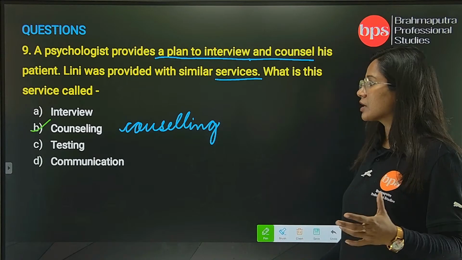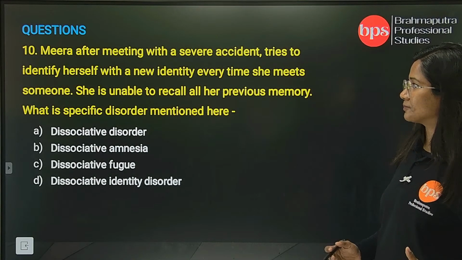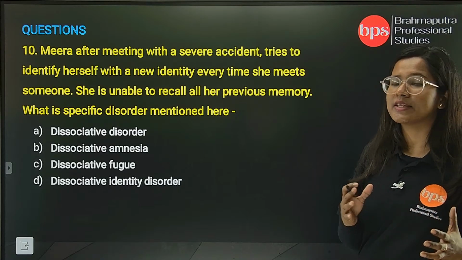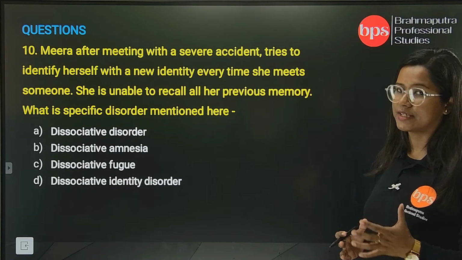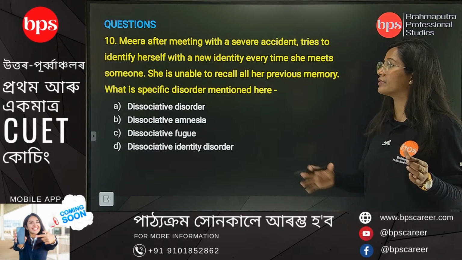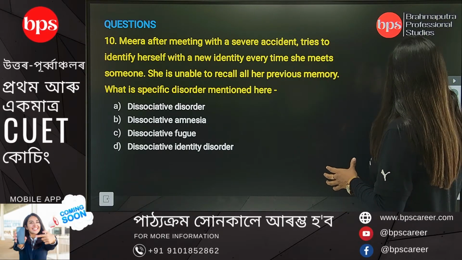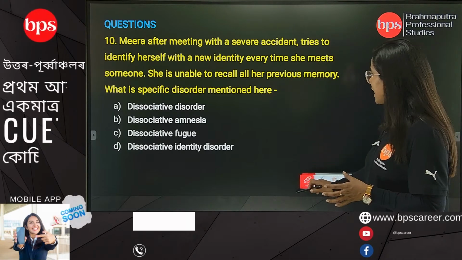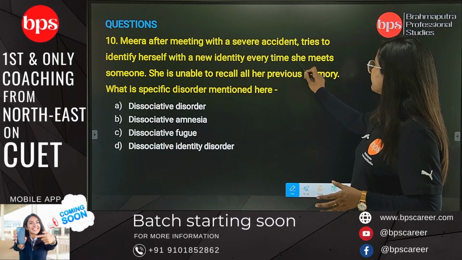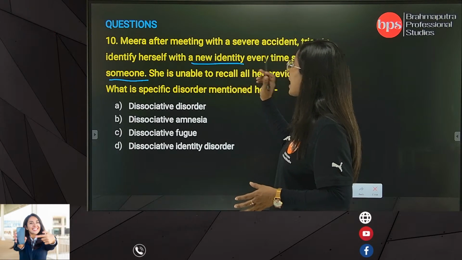Okay. Moving on to the last question for today's session, question number 10. Meera, after meeting with a severe accident, tries to identify herself with a new identity every time she meets someone. Now see, you have to be clear with the information given, because here Meera met with a severe accident, and after the accident, what happened? Whenever she meets someone new, she tries to express herself with a new identity.